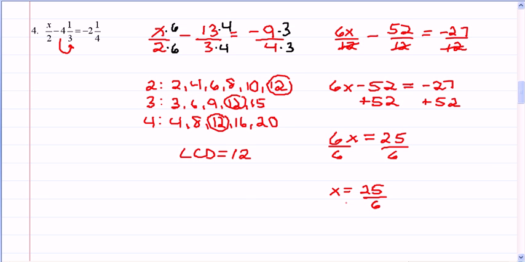25 over 6 cannot be reduced, but I'm going to change this number into a mixed number by dividing 6 into 25. 6 goes into 25 4 times with the remainder of 1. So x is equal to 25 over 6, or 4 1/6.